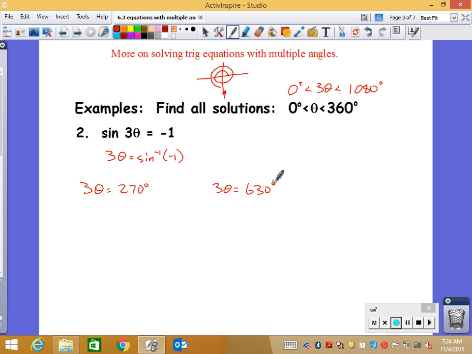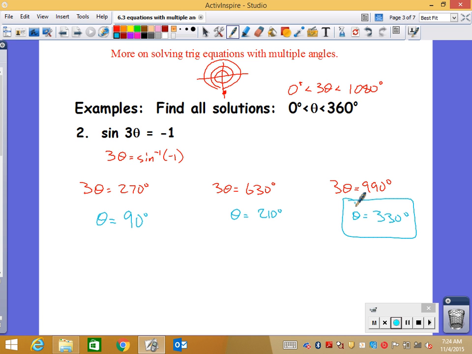And then lastly, the third time around the circle, I get 3 theta is equal to 990, which is just one more time around the circle. So 630 plus 360. So doing this, I've incorporated all 3 times around the circle because I'm dealing with 3 theta. So I end up getting theta divided by 3 is 90 degrees. For this one, theta, divide that by 3, 210 degrees. And for this one, theta is equal to 330 degrees. And these 3 are my answers. I need to incorporate all 3 of them.